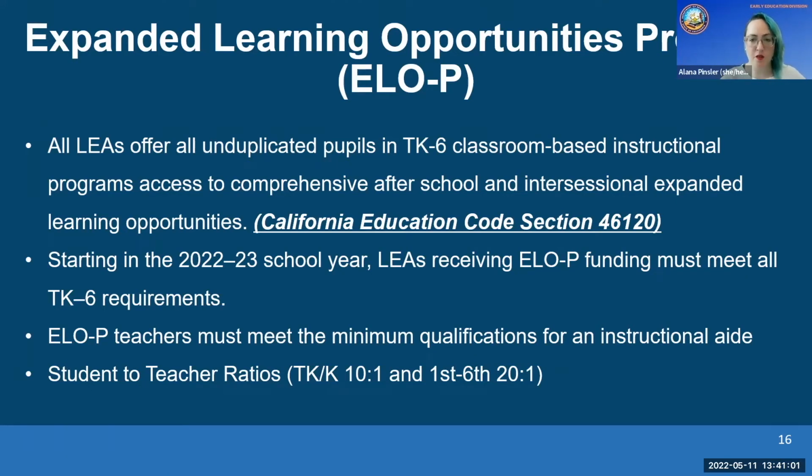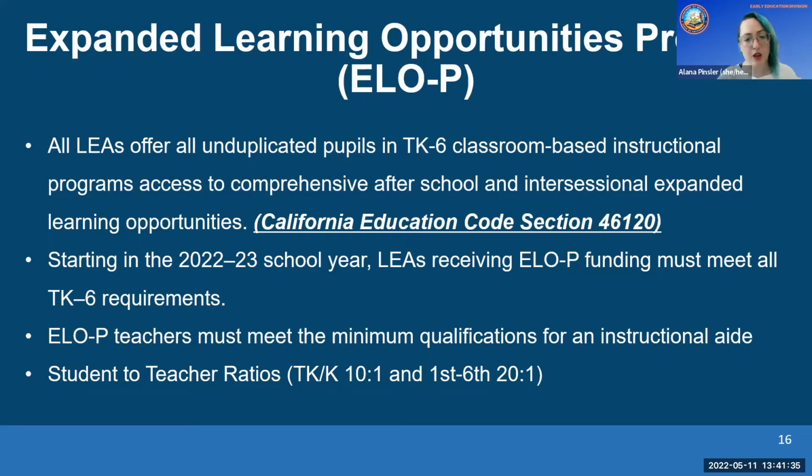Another portion of the workforce to consider are those who are serving children within the Expanded Learning Opportunities Program, or ELOP. And there are a few questions already on the mirror board regarding this. So for fiscal year 21-22, statute requires LEAs to offer ELOP to all transitional kindergarten, that's TK, through grade 6 classroom-based unduplicated pupils to provide program access to at least 50% of enrolled TK through 6 classroom-based unduplicated pupils.